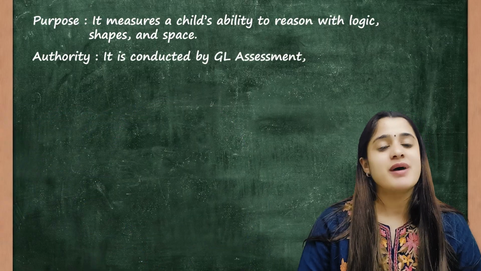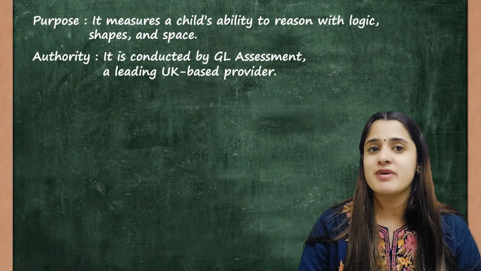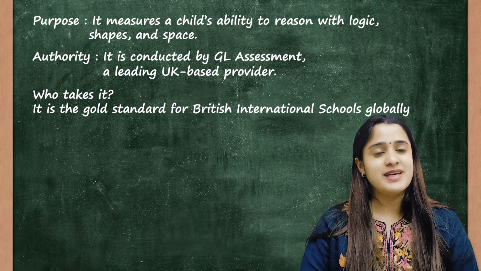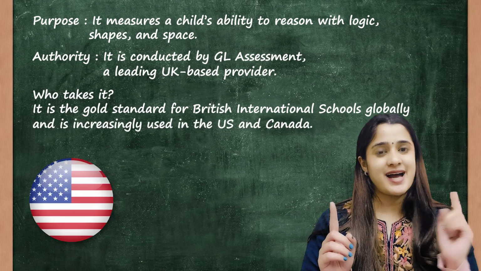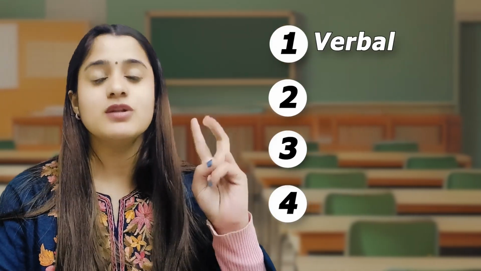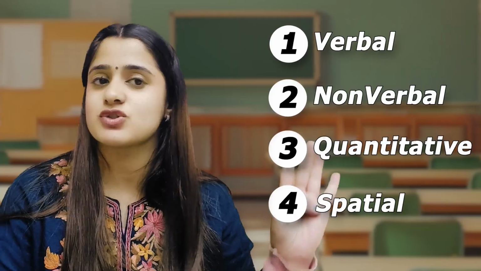It is conducted by GL Assessment, a leading UK-based provider. It's the gold standard for British international schools globally and is increasingly used in the US and Canada for gifted and talented identification. So scores are typically valid for 2 years, as cognitive development can shift rapidly in childhood. The GL CAT4 is strictly digital and timed. It is divided into 4 batteries: verbal, non-verbal, quantitative, and spatial reasoning.